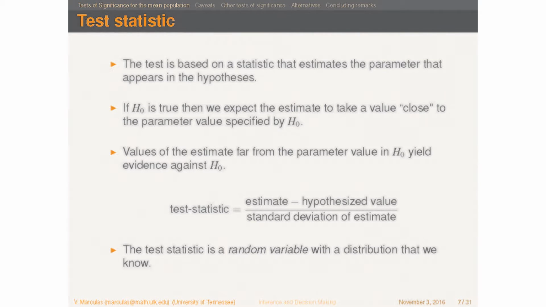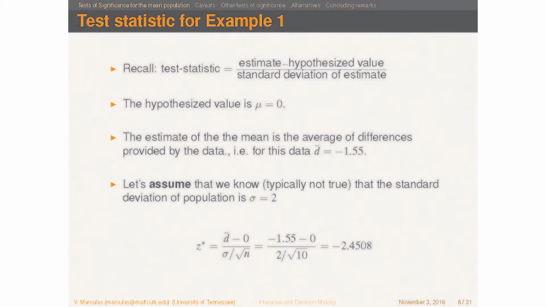So values of the estimate far from the parameter value in the null hypothesis yield evidence against the null hypothesis. In a general formulation, the test statistic should look like this: the estimate minus the hypothesized value, which is under the null hypothesis, over the standard deviation of the estimate. And this is the only formula that you need to know. Now, this is something very important. The test statistic is a random variable, it's not a number. And what I mean by a random variable is that it follows some sort of distribution that we know.